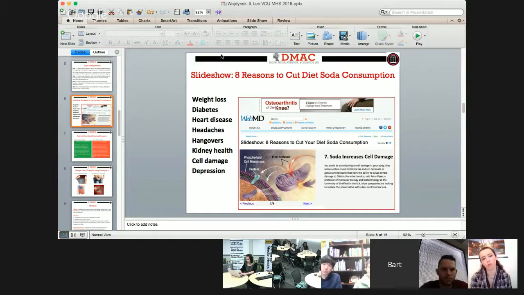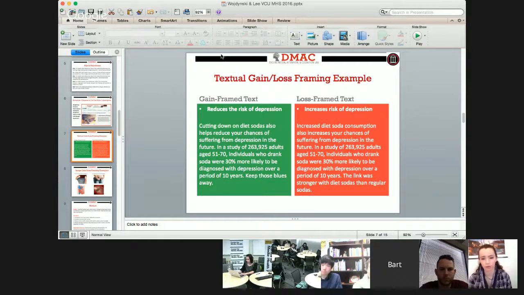And this is another example of how we manipulate the textual gain-loss framing. This is one example of a reason why you need to reduce diet soda consumption: because it can help you reduce depression. For the gain framing, we state the benefit of reducing diet soda, because you can reduce the risk of depression. For the loss framing, we say that if you continue to increase diet soda, it will increase your risk of depression.